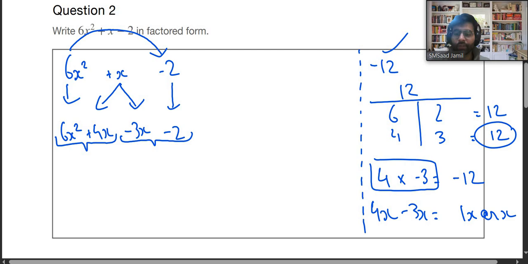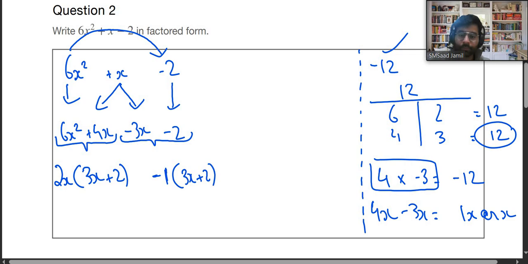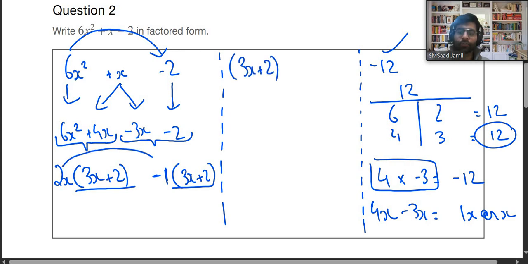In the first two I will take 2x as common. So when we take 2x as common we get 3x plus 2. In the second one I will take minus 1 as common because there is no other thing common. So this also becomes 3x plus 2. Okay. If you look at the question, 3x plus 2 is common. And 2x minus 1 is remaining. So the answer is 3x plus 2 bracket 2x minus 1.